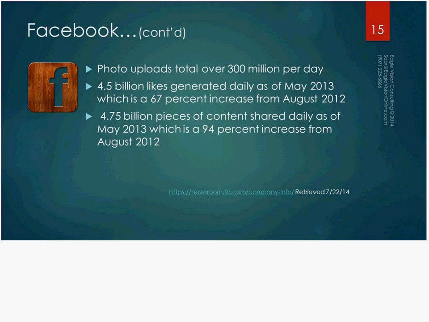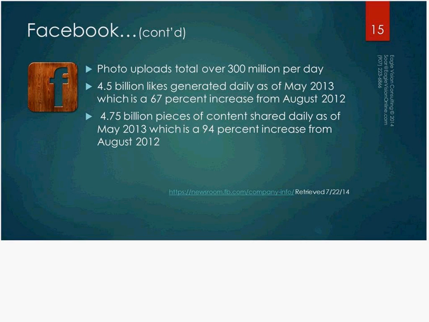Uploads total about 3 million a day, and about 4.5 million likes generated. This is old stats from last year, May of 2013, and it was in a little less than a year period, and it went up over 67%.